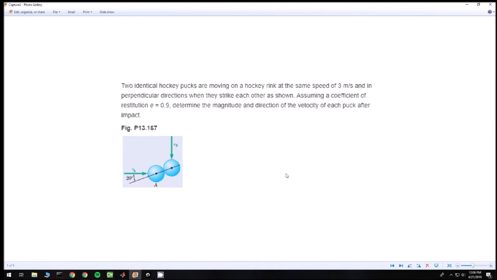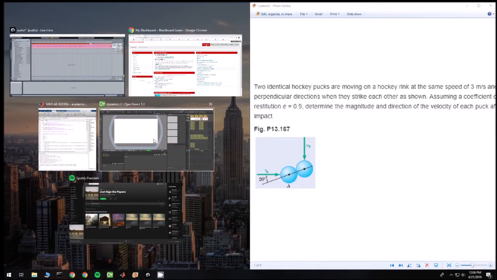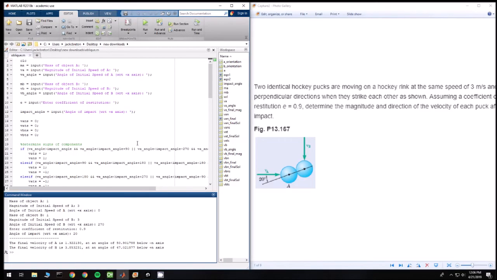So we have a problem here. 2 identical hockey pucks are moving on a hockey rink at the same speed of 3 meters per second and in perpendicular directions when they strike each other as shown. Having a coefficient of 0.9, determine the magnitude and direction of the velocity of each puck after impact. So we'll go into MATLAB.